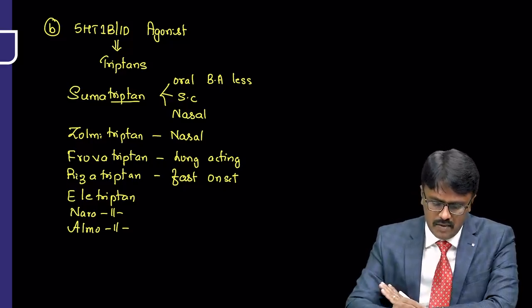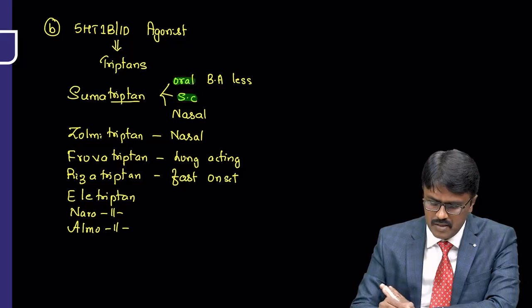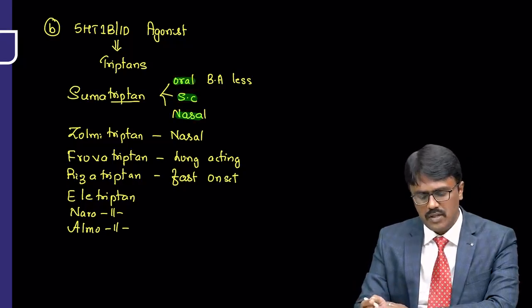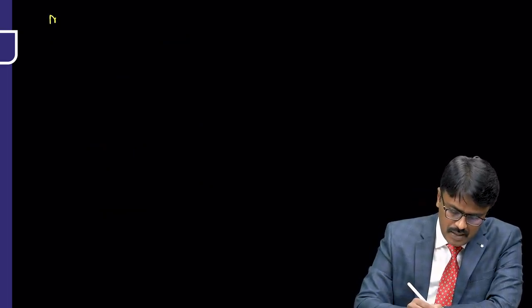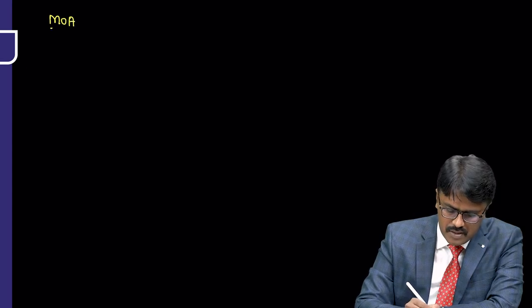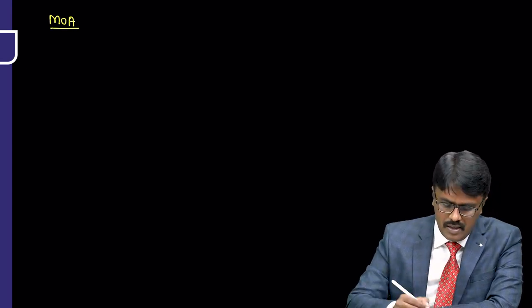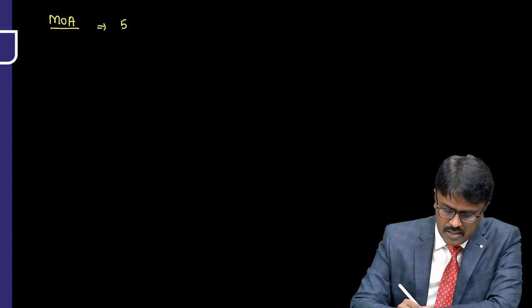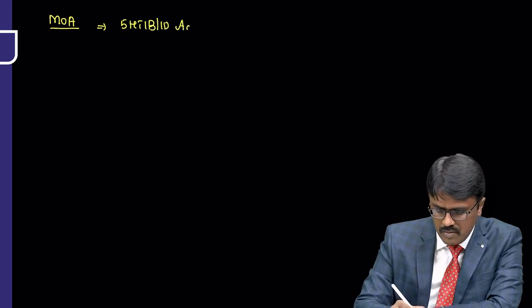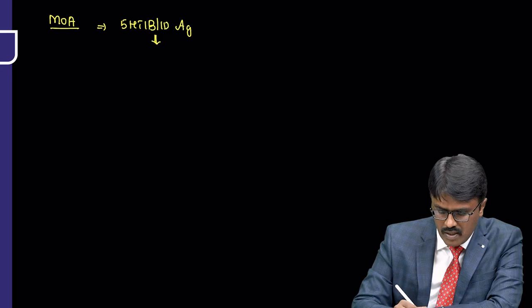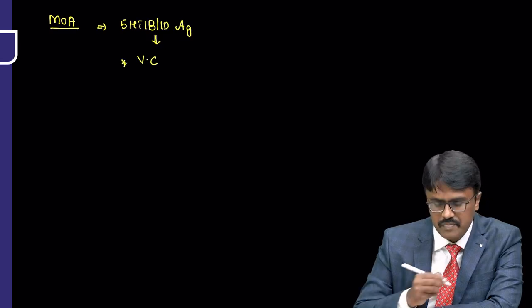So sumatriptan is the one which is given oral, subcutaneous as well as nasal. So these are called triptans. How do they work? What is the mechanism of action? The mechanism of action is, they act on the receptor called 5HT1B, 1D. So they are 5HT1B and 1D agonists. What do they do? They cause vasoconstriction.